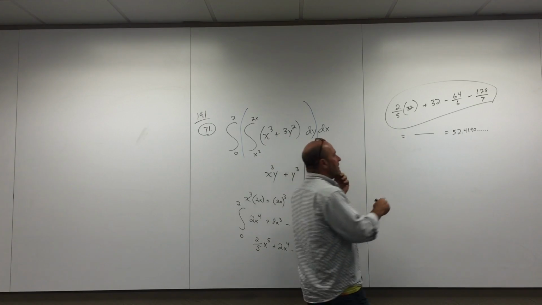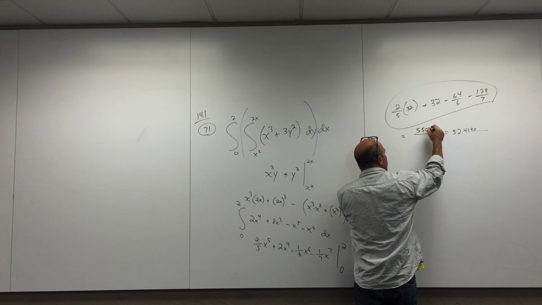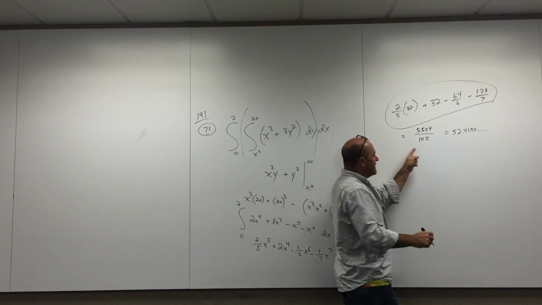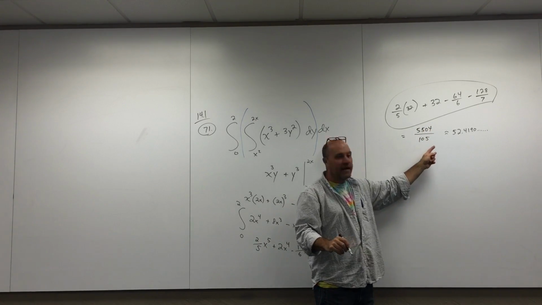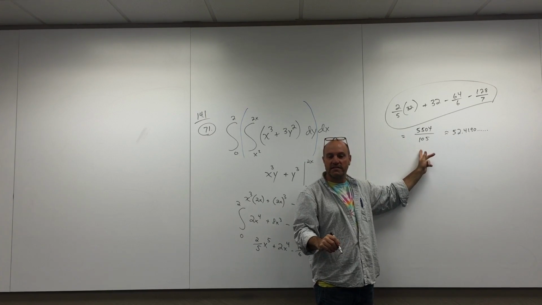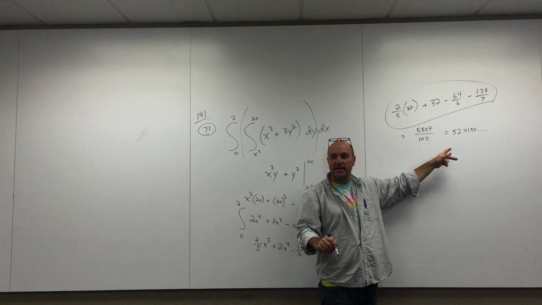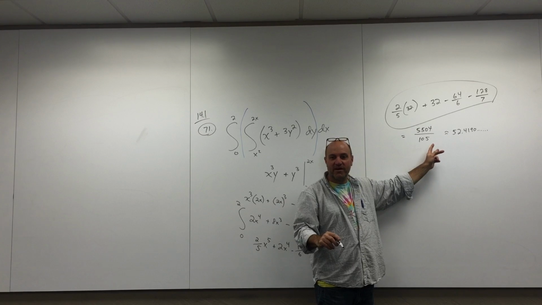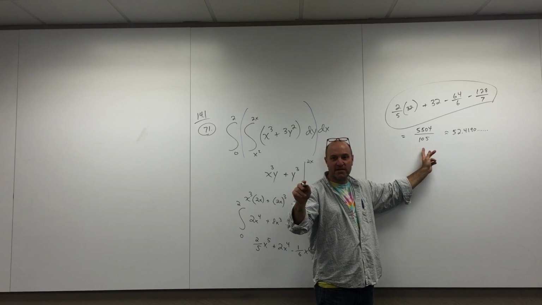5504 over 105. 5504 over 105, and that is that, huh? Yep. Okay. So I call this exact. I call this approximate. Why did you say ooh? Did you just learn about your fraction button?